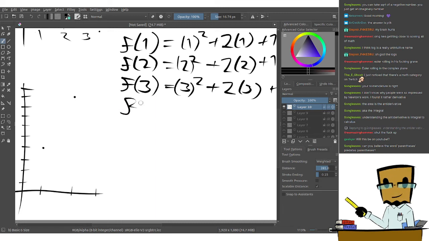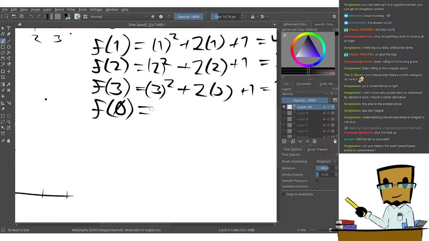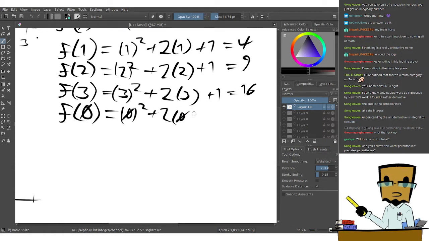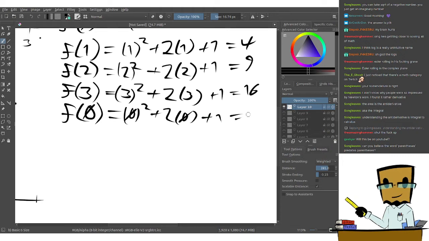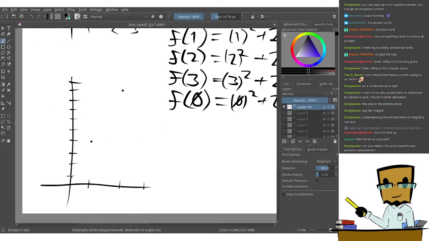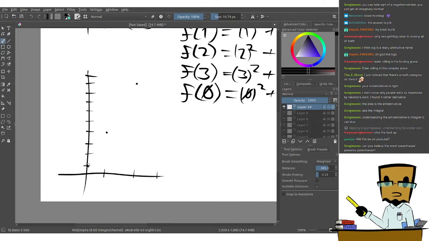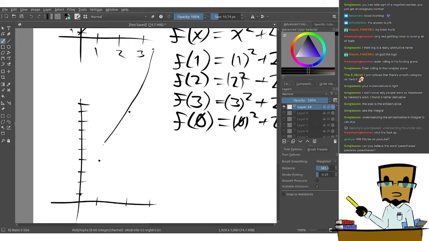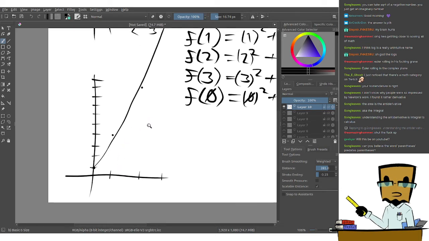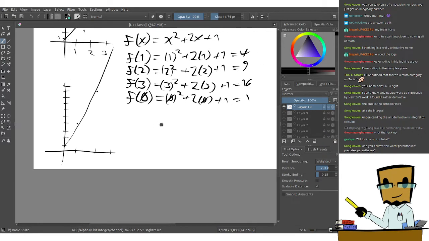Now let's take f of 0. I skipped over that earlier. At 0 to the power of 2 plus 2 times 0 plus 1 equals 1. That one's not too surprising. But we get a very, I guess, upwards line. The units are not precise. This graph is not to scale.